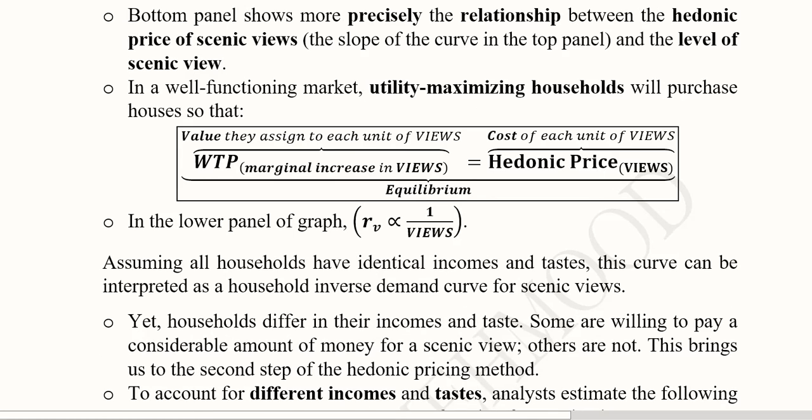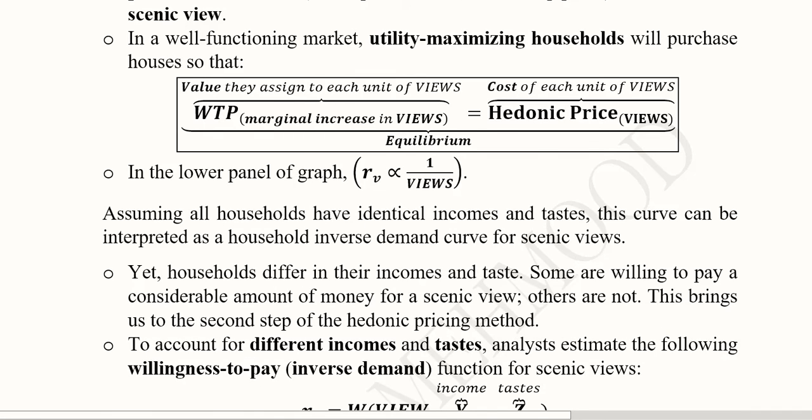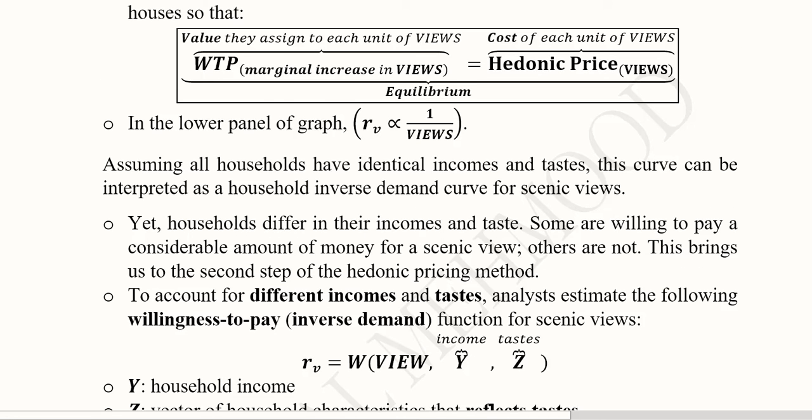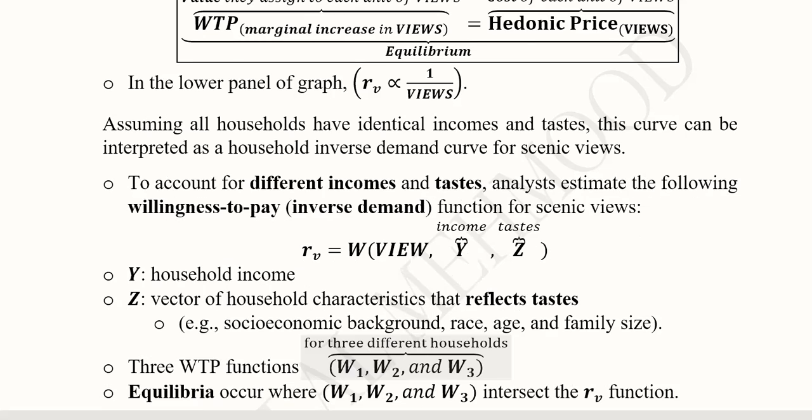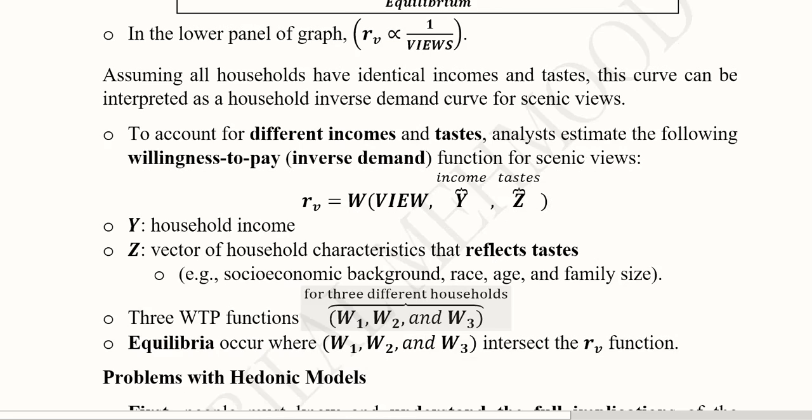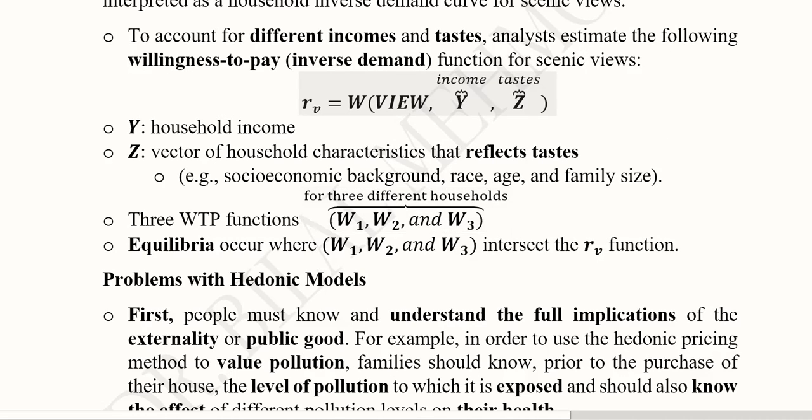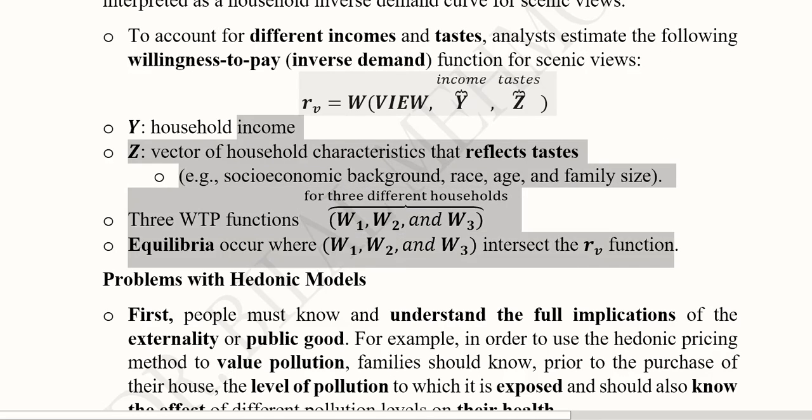We also saw that there was a negative slope in the inverse demand function. So the description is here. We have already talked about this function, which is the marginal hedonic price with respect to views. This is the explanation that we have already talked about.